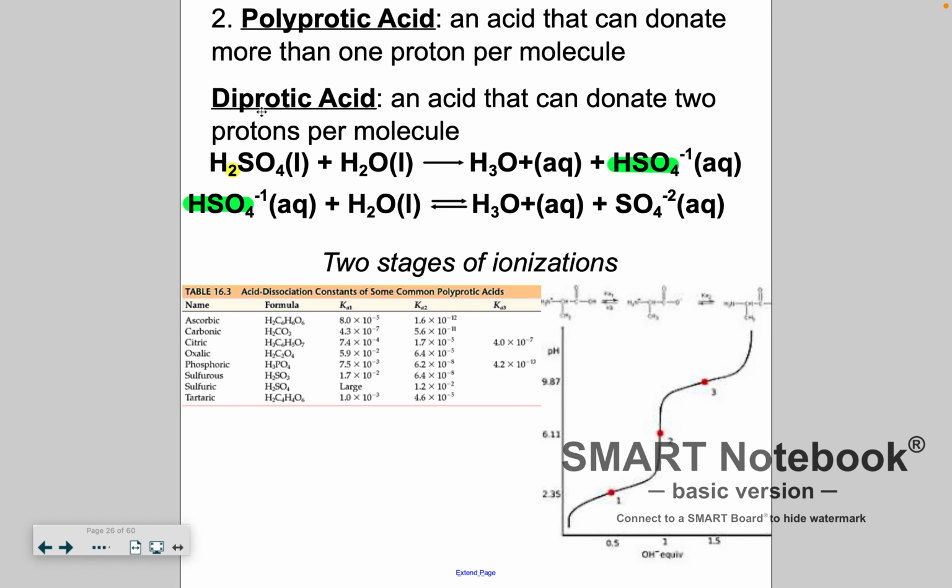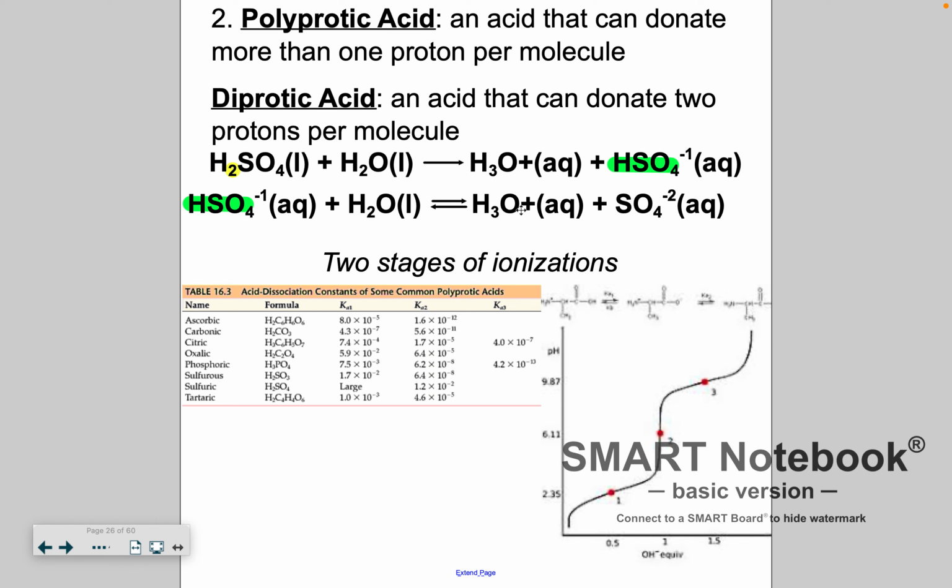Polyprotic means you are either diprotic or triprotic. So an acid that can donate more than one proton per molecule. So diprotic means that it can donate 2 protons per molecule. So here I have H2SO4. And when I take a look at this chemical equation, H2SO4 just becomes HSO4. And then in a second reaction, it can lose that H and form another hydronium. So you see 2 stages of ionization with this one.